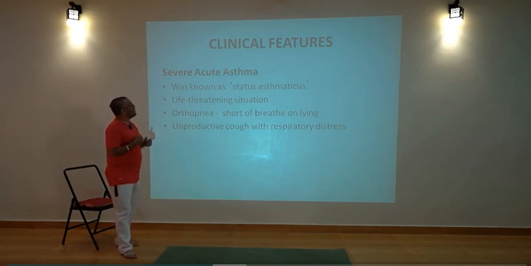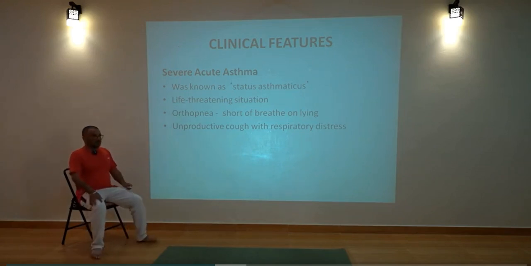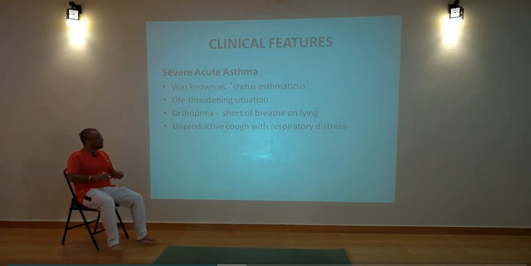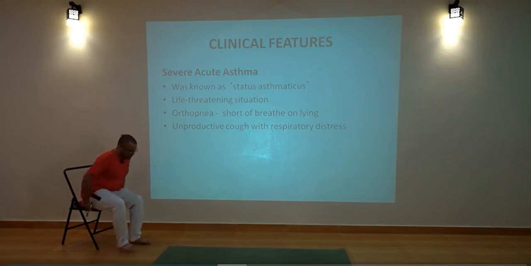So these are some clinical features of severe acute asthma, known as status asthmaticus, a life-threatening situation. With orthopnea, when you lie down there is shortening of breath. That's why we ask people not to lie down completely, but to rest with the upper chest raised, so there is no extra stress on the diaphragm and lungs. The lungs can widen a little, releasing the intercostal muscles, and airflow returns to normal. Let's come to the next slide.